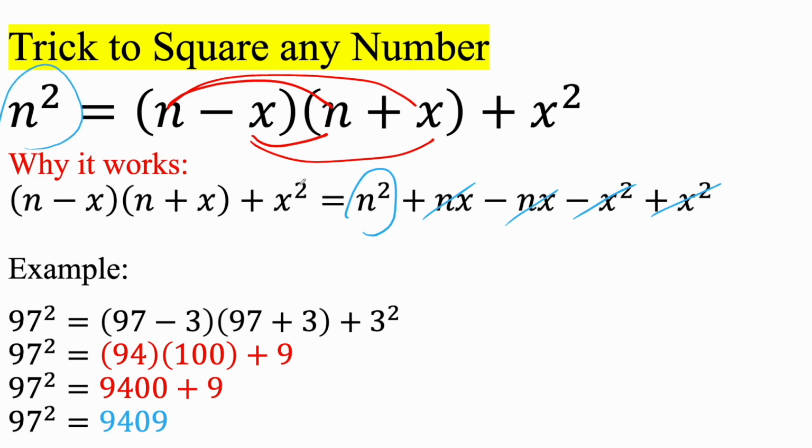And so why this method is useful, off the top of my head, I don't know what 97 squared is, but if I add 3, 97 plus 3 is 100. That's a very nice number in math. And 97 minus 3 is 94. And I know 94 times 100, all I'm going to get is 94 with 2 zeros. Likewise, 3 squared is 9. So my final answer is 9,409. And with practice, you can do this kind of problem in your head.